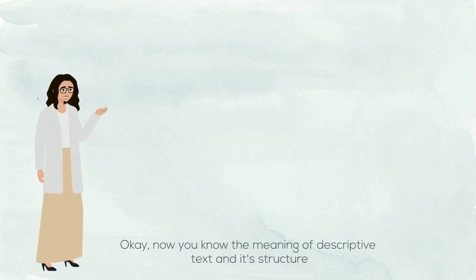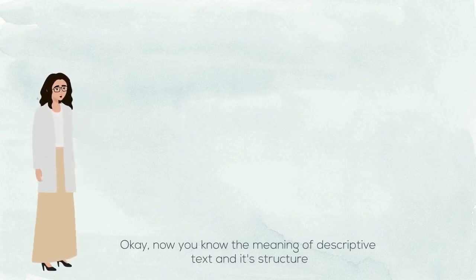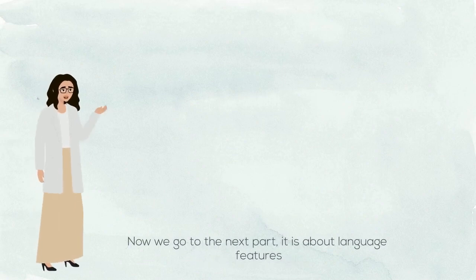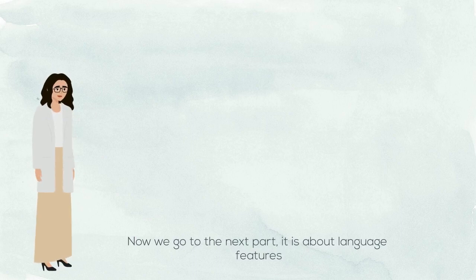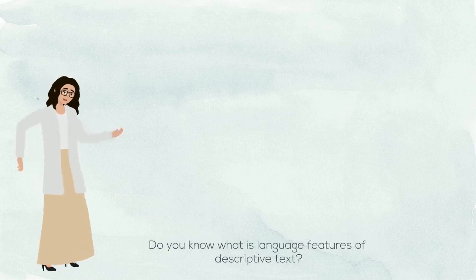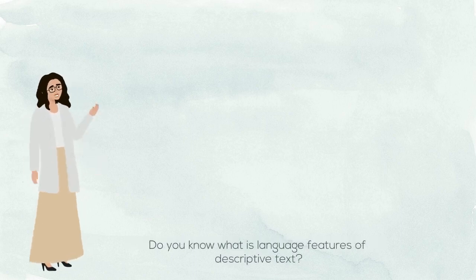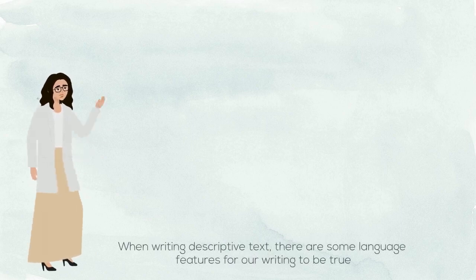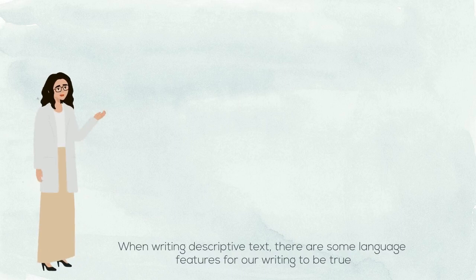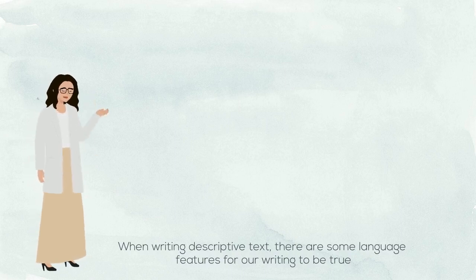Okay, now you know the meaning of descriptive text and its structure. Now we go to the next part. It is about language features. Do you know what the language features of descriptive text are? When writing descriptive text, there are some language features for our writing to be correct.